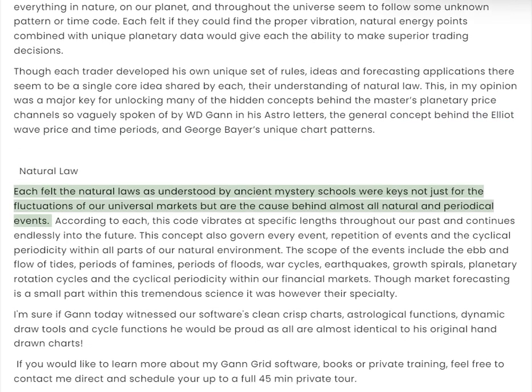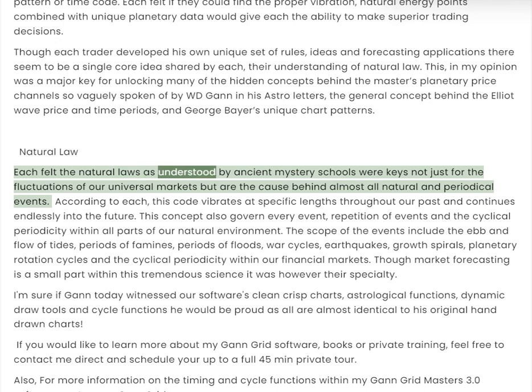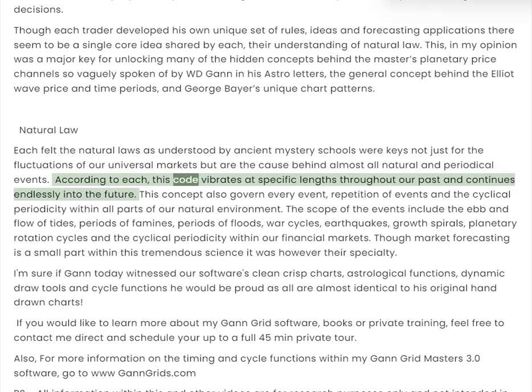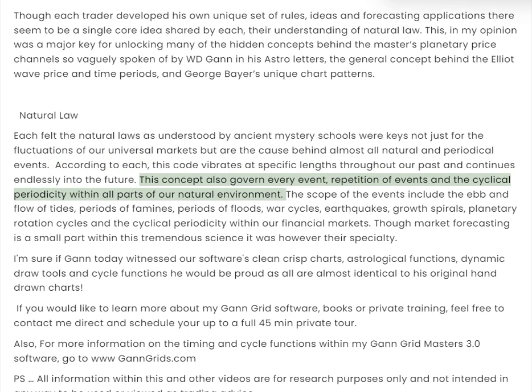Natural law. Each felt the natural laws as understood by ancient mystery schools were keys not just for the fluctuations of our universal markets, but are the cause behind almost all natural and periodical events. According to each, this code vibrates at specific lengths throughout our past and continues endlessly into the future. This concept also governs every event, repetition of events, and the cyclical periodicity within all parts of our natural environment.